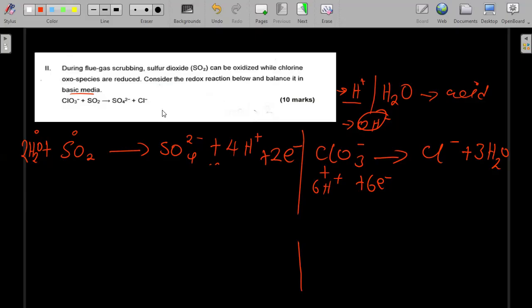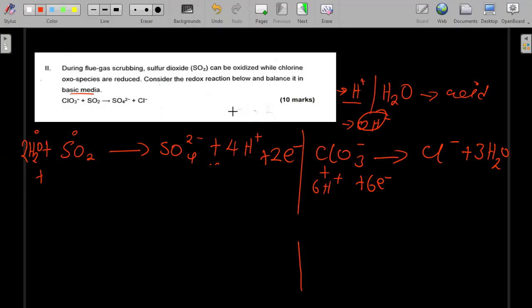Okay. So what we need to do for us to convert this to a basic medium, we will need to add hydroxide ions on both sides, isn't it? So add hydroxide ions on both half reactions. Okay, so let's start with the other one, this side. So we are going to add the hydroxide ions. Okay, so how many hydroxide ions are we going to add?